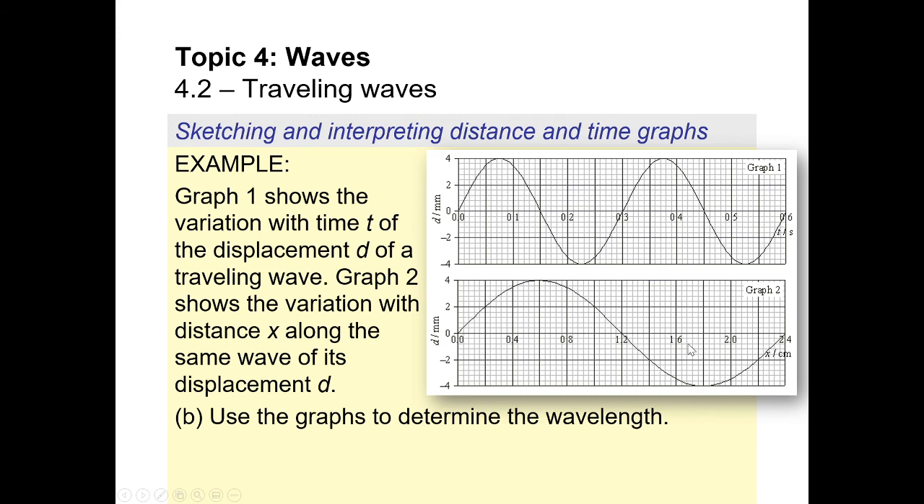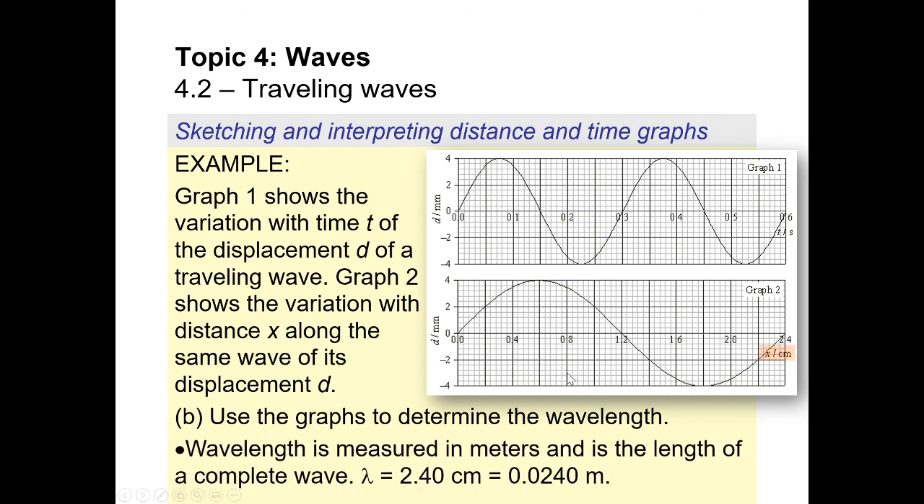Wavelength is the distance or the length of one complete cycle. And I only have one complete cycle here on this graph. So I have a full crest and I have a full trough. From start to finish, that measures 2.4 centimeters. Or, dividing that by 100, 0.0240 meters.